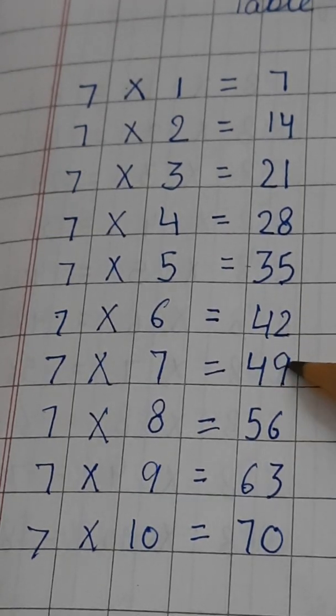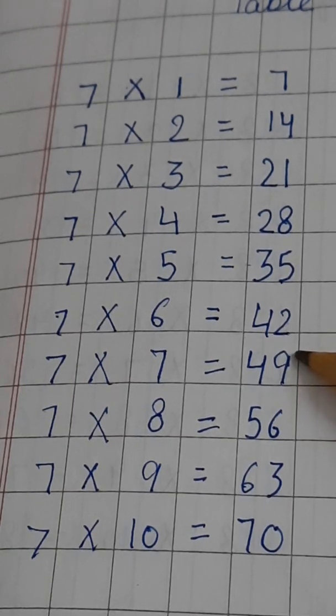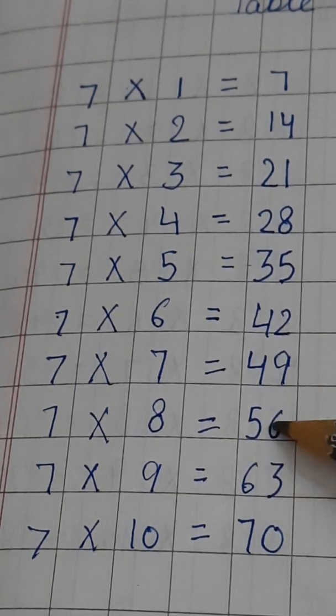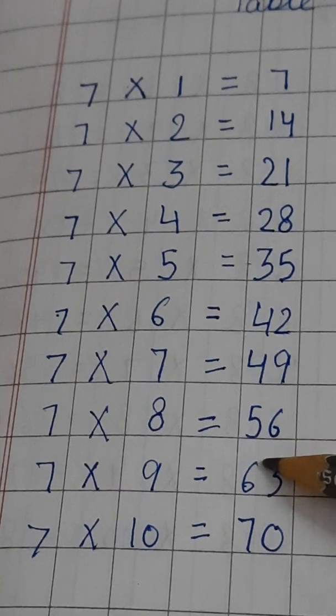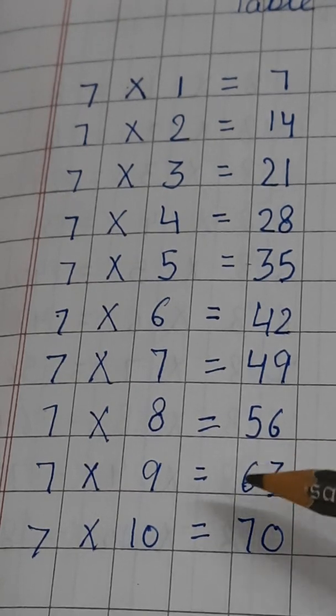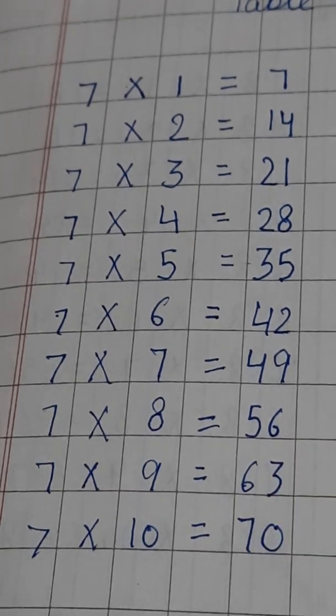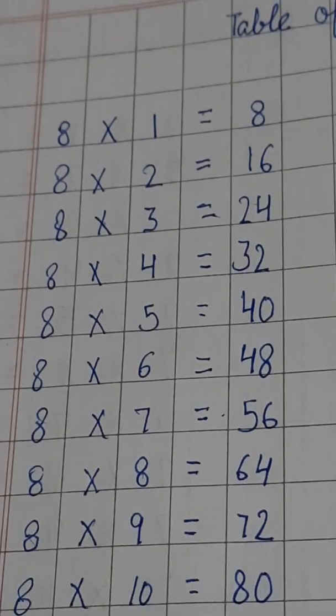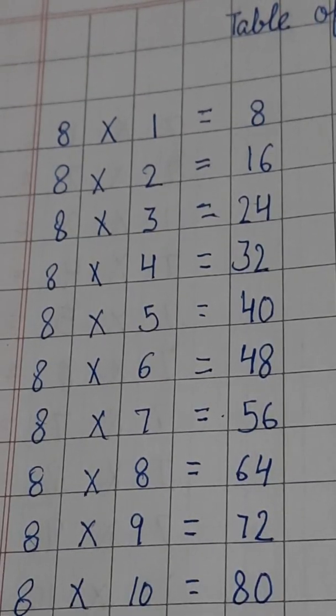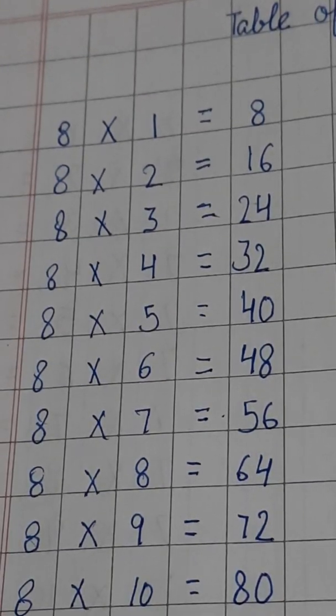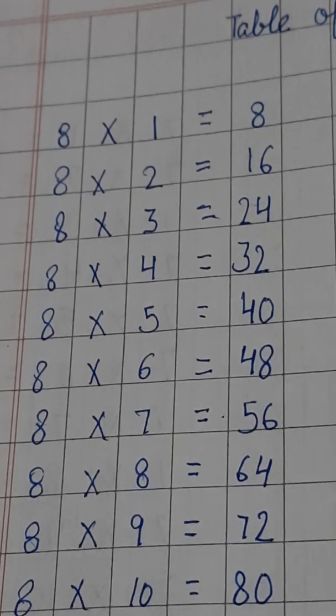Okay, now let's revise the table of 7. 7 1 are 7, 7 2 are 14, 7 3 are 21, 7 4 are 28, 7 5 are 35, 7 6 are 42, 7 7 are 49, 7 8 are 56, 7 9 are 63, 7 10 are 70.